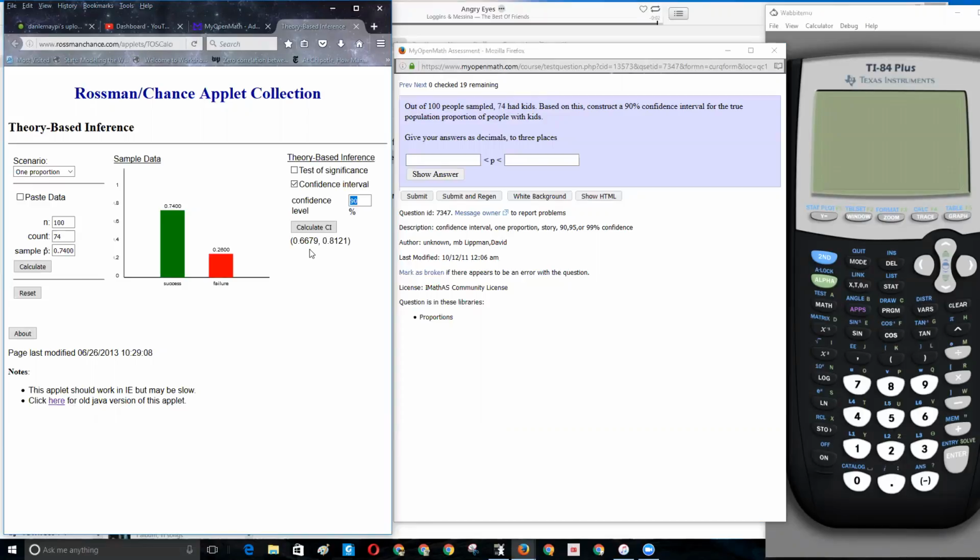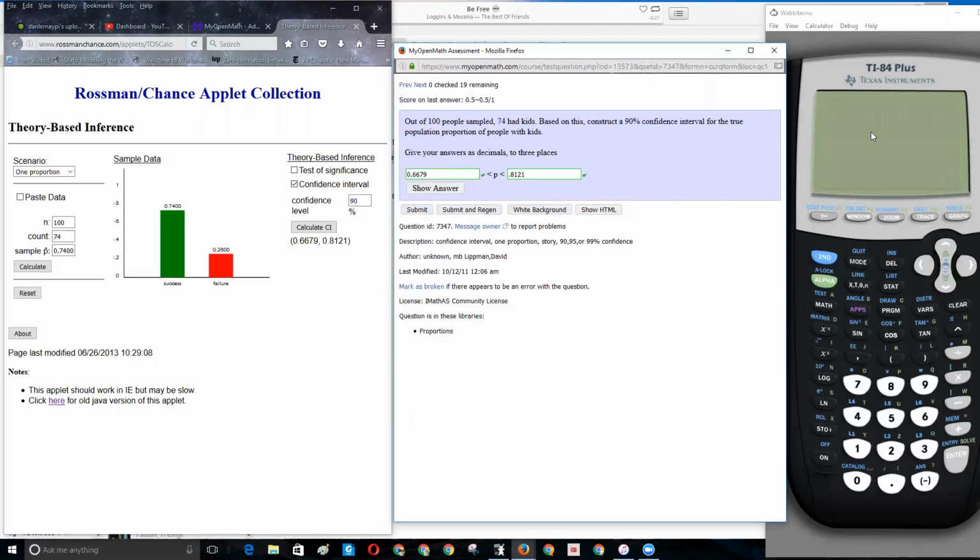It's that easy. Now they aren't saying percentages, so let's try typing in decimals. This will be interesting to see if this works. 0.6679 and 0.1281. So between about 67% to about 81% of families have kids based on the sample. Let's see if we got this right.